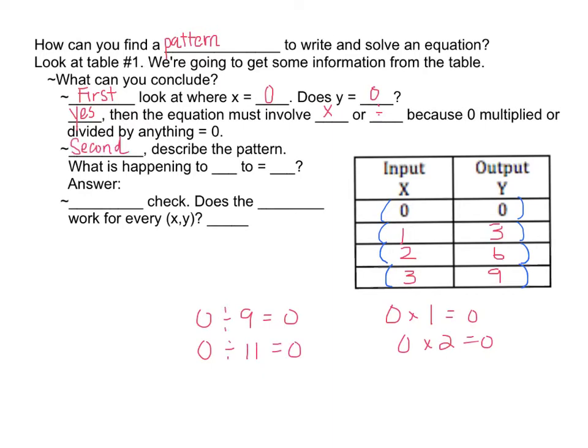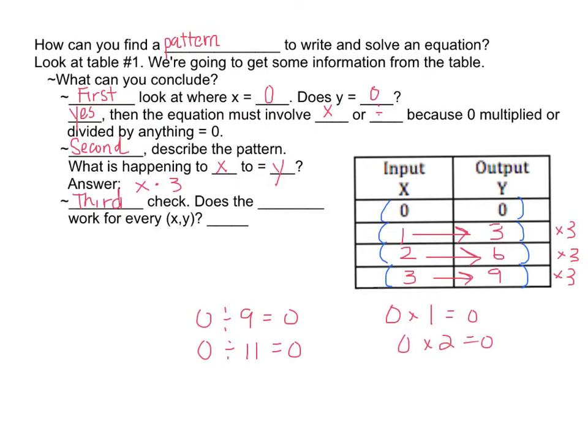Second, we're going to see if we can describe the pattern. We want to know what is happening to x to equal y. Well, if I look at that, I can say, to change a 1 into a 3, we know it's multiplication or division, so I would have to be multiplying by 3. To change 2 into 6, I would have to be multiplying by 3. And to change 3 into 9, I would have to be multiplying by 3. Do I see an answer here? Yes, x is being multiplied by 3.